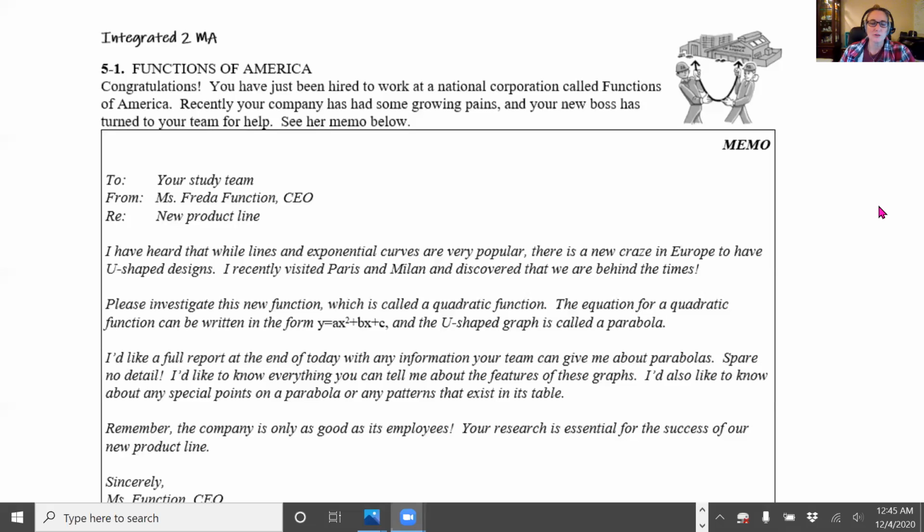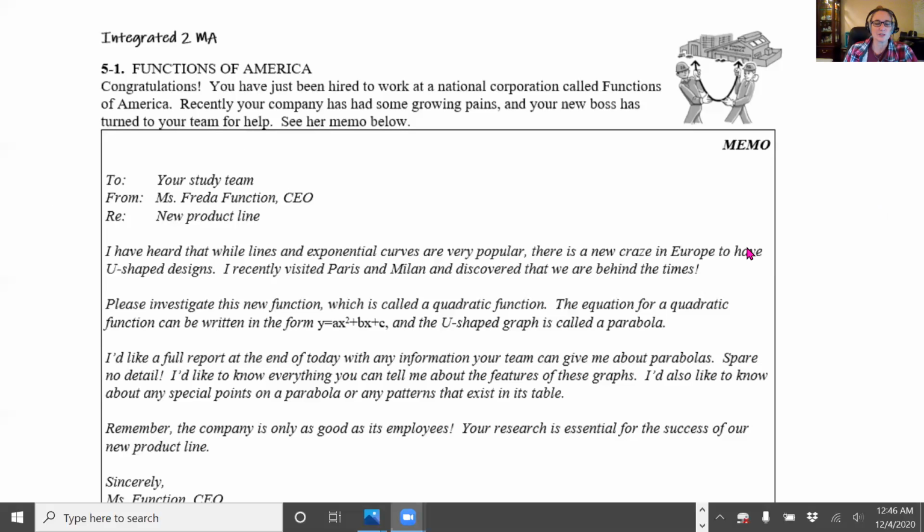The equation for a quadratic function can be written in the form y = ax squared plus bx plus c. And the U-shaped graph, which is what you're going to get with this, is called a parabola. I'd like a full report at the end of the day with any information your team can give me about parabolas. Spare no detail. I'd like to know everything you can tell me about the features of these graphs. I'd also like to know about any special points on a parabola or any patterns that exist in its table. Remember, the company is only as good as its employees. Your research is essential for the success of this product line.